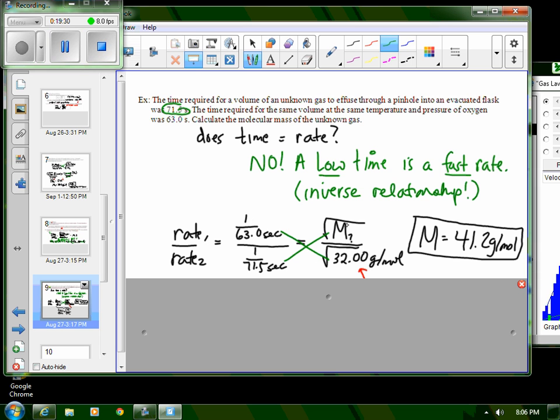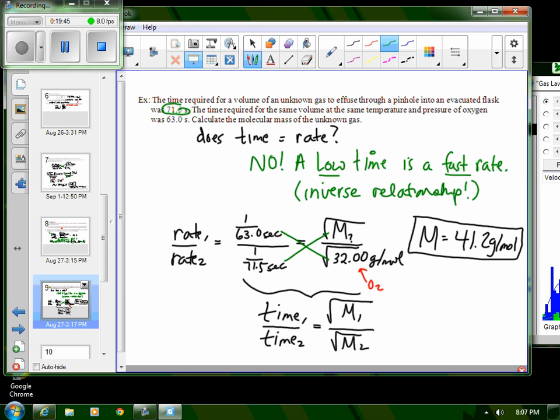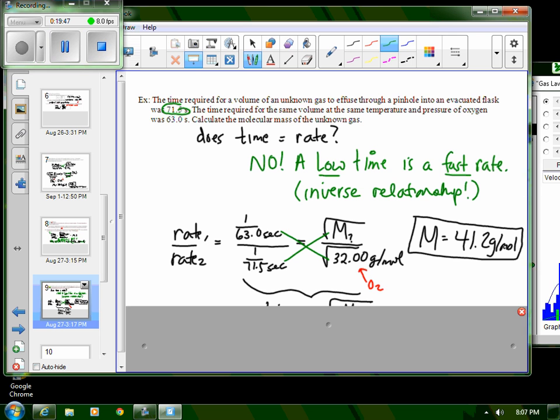Well, from there, it's going to be the exact same. Make sure that this corresponds to oxygen, so it went on bottom. This corresponds to the unknown, so it goes on top. So you can basically solve, again, I would definitely cross multiply, be really careful with your math. And the answer comes out to 41.2 grams per mole.